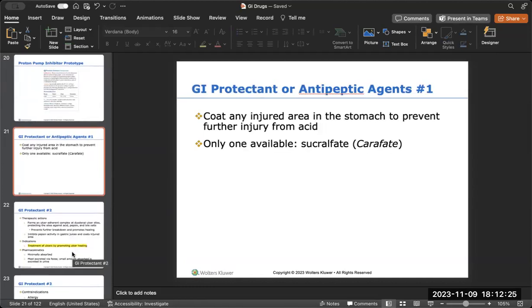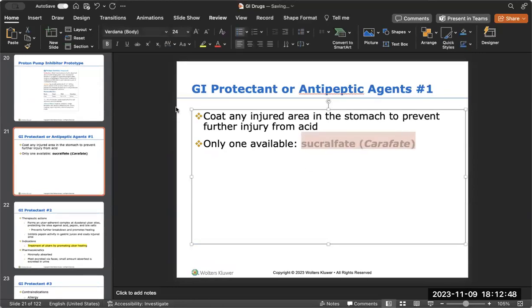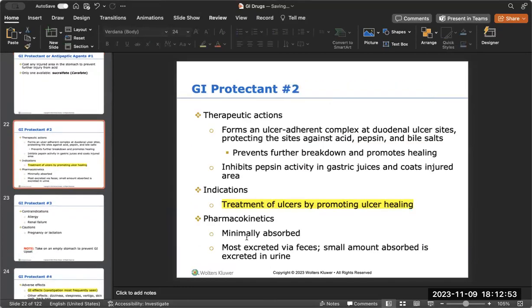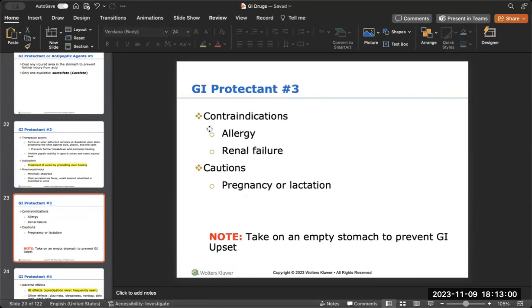We have GI protectants now, or antipeptic agents, and these protect the stomach lining. Imagine a Band-Aid. It puts a little Band-Aid on your stomach, and it helps with ulcer healing, okay? It helps heal the ulcers because it prevents that area from injury from the acid. And the drug that we talk about is sucralfate. Like I said, it treats ulcers by promoting ulcer healing, and it's excreted in the feces.